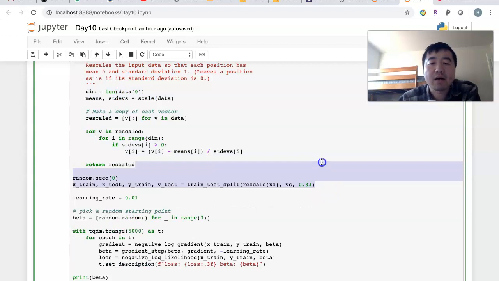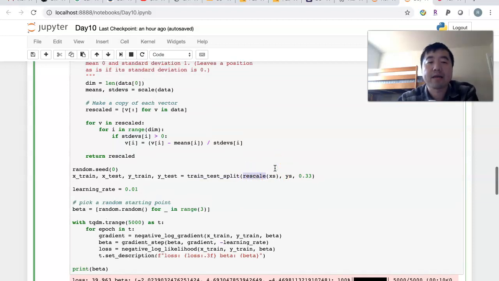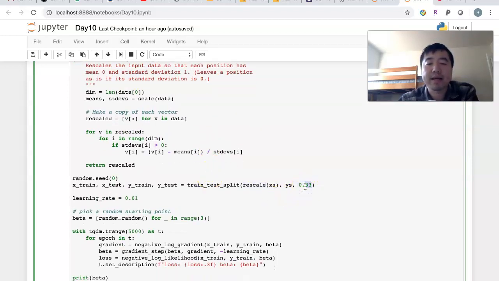Okay, and now if you still remember the train test split function, that's a very important function that splits the dataset into training and testing. I think we asked you to implement that in one of the homeworks. You can probably find it, and it's also in the slides. Here we apply the rescale function to rescale the input x, so it will be scaled to a mean of 0 and a standard deviation of 1. We use 33% for testing and 67% for training.